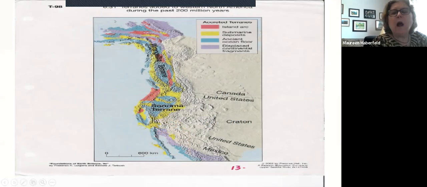So this is showing you the entire west coast of North America. Like I said, from Mexico all the way up to Alaska is made up of all these different terranes. So it took a lot of geologists doing a lot of work to figure all this out. And the red is island arcs, the yellow is submarine deposits, blue is ancient ocean floor, purple is displaced fragments of continents. So, you know, very, very complicated geology in the western part of the United States.